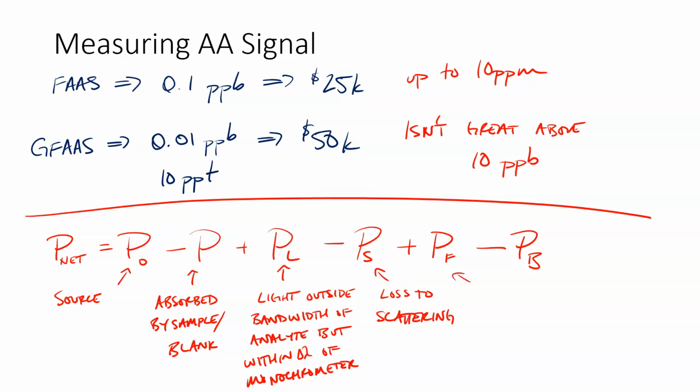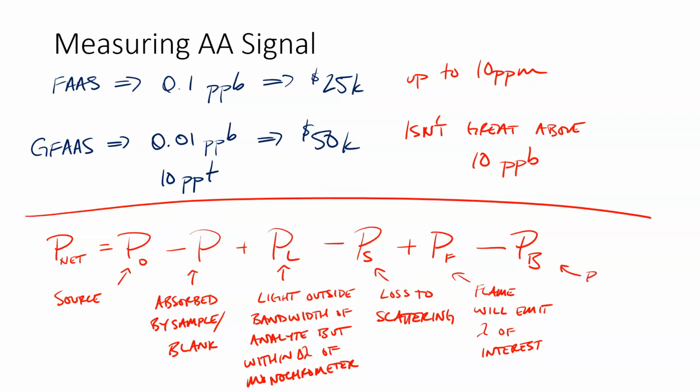This P sub F is extra intensity, extra power that we get from the flame. And so our flame, right, has light. Our flame emits a color even when there's no sample in it. And so the flame will emit our wavelength of interest, at least to some small degree. And so you have to take that into account. That's one of the easier ones to take into account.